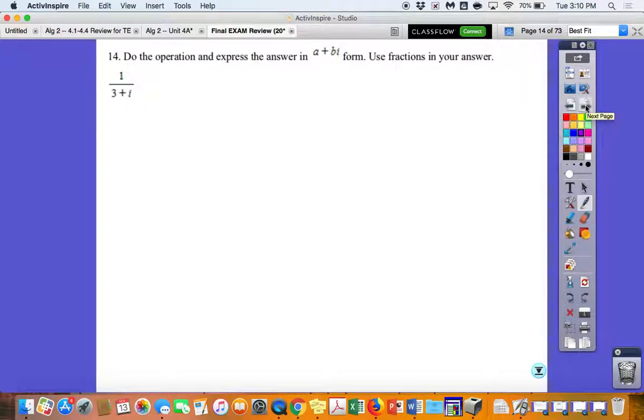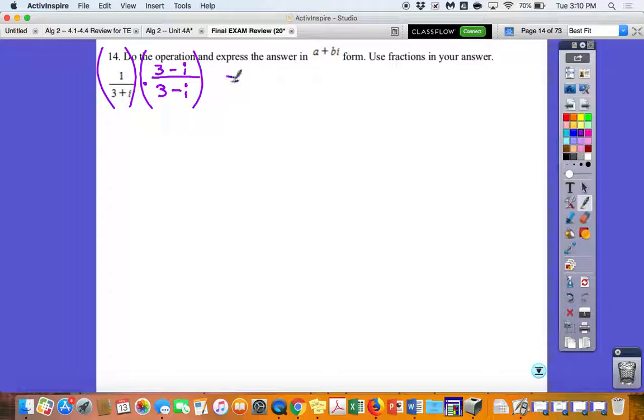Okay, so do the operation, use fractions in your answer. Remember, you're not allowed to have i in the denominator because that's a square root, and that's a no-no in math etiquette. So that's a binomial, so you're going to have to use the conjugate: same terms, opposite sign in between. So when you distribute, because that's what we're doing, we're multiplying all this, we're distributing.